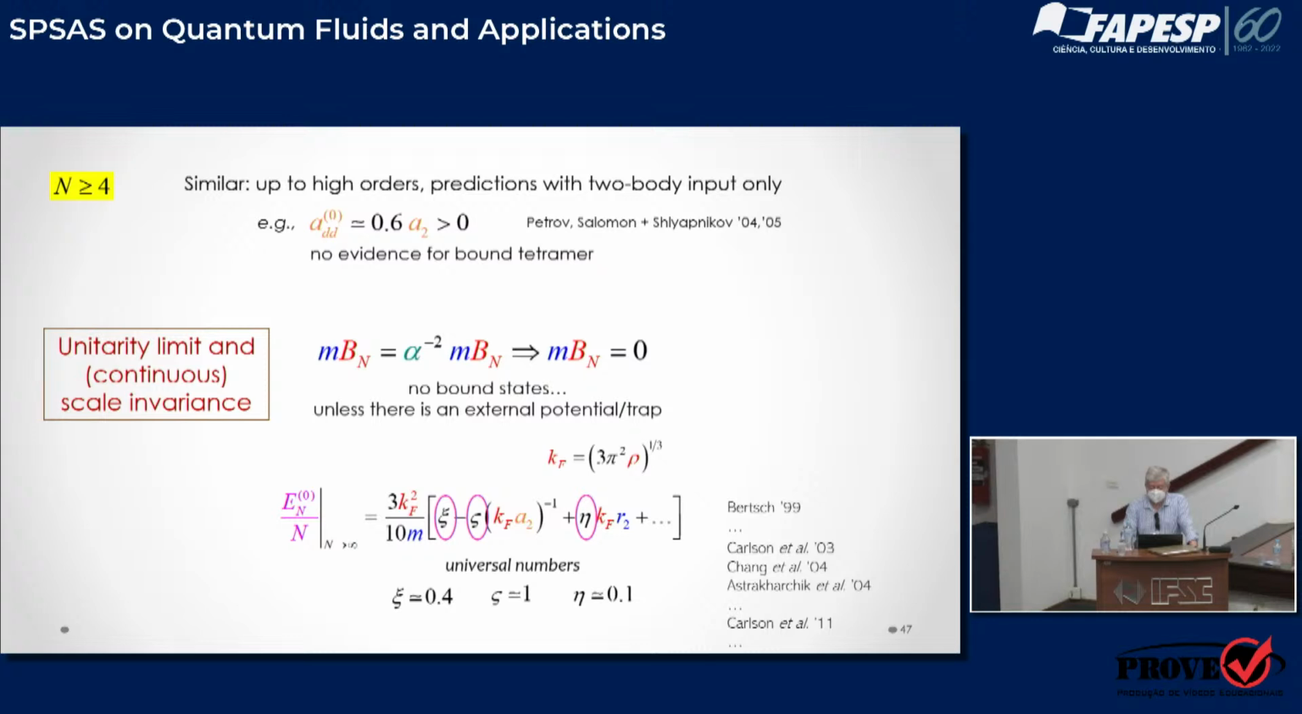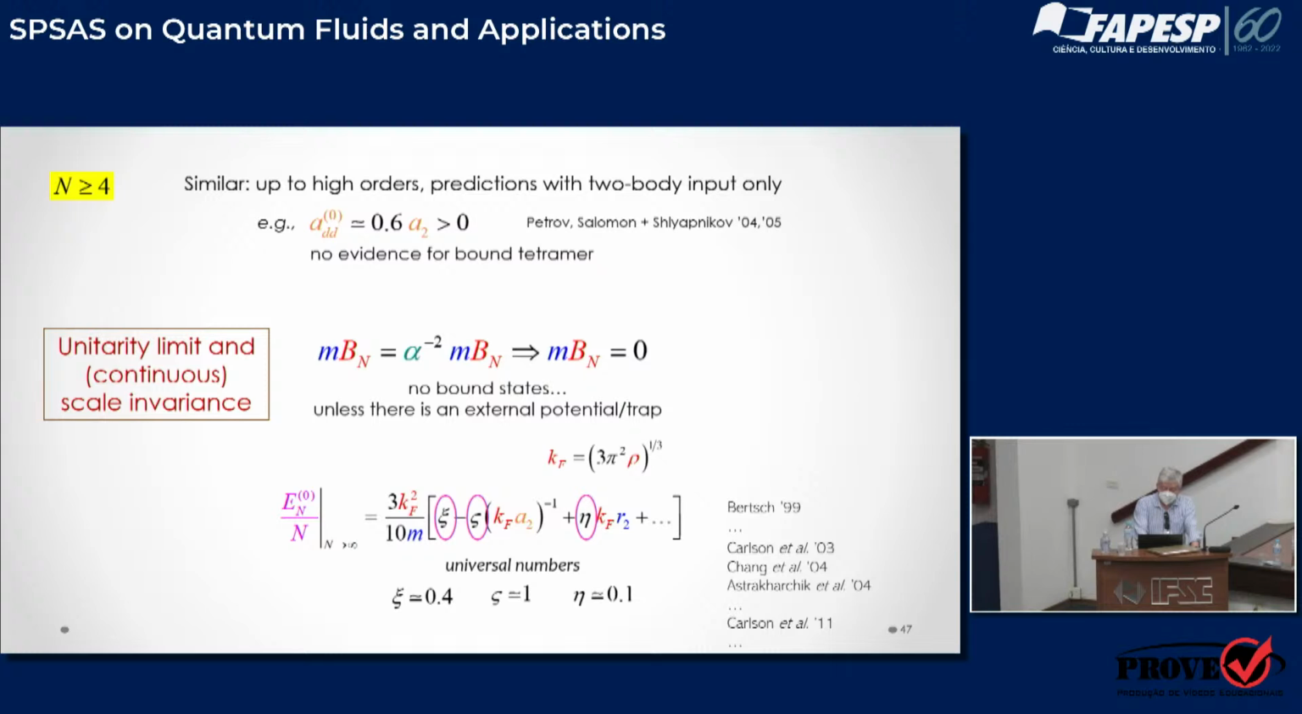Unless, of course, I trap the system somehow, like with the gravitational field in a neutron star, or like you guys like to do in an atomic trap, that breaks scale invariance because you introduce effectively another parameter with dimensions that sets a volume, which means then that you have a density coming from the number of particles that you have in this volume. You have a Fermi momentum, which is a dimensionful quantity.